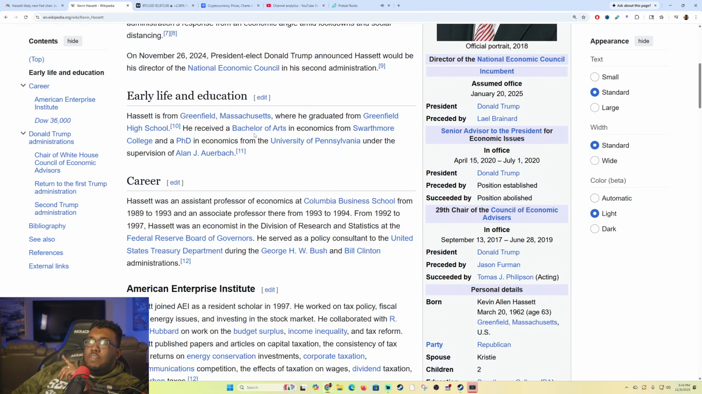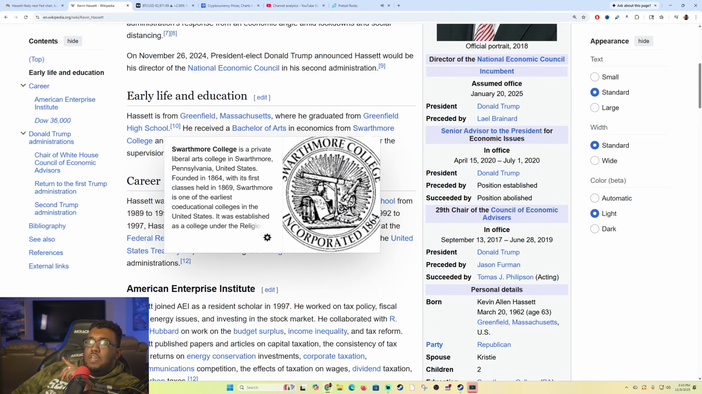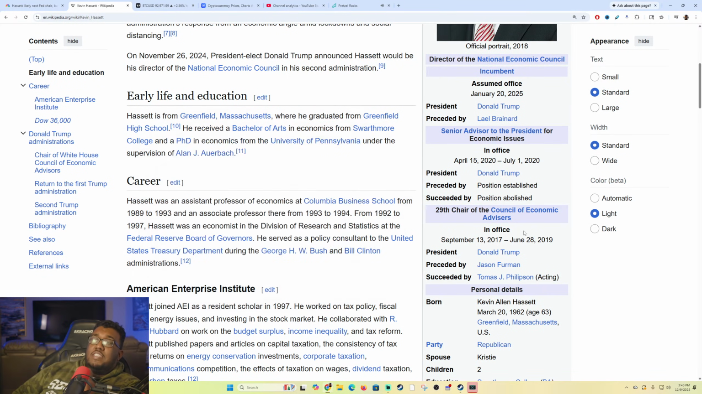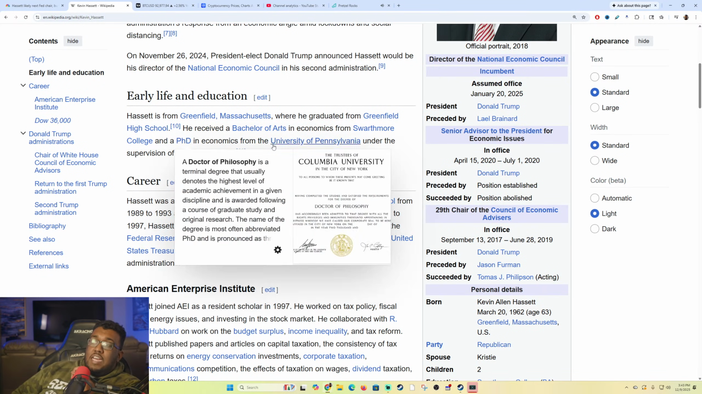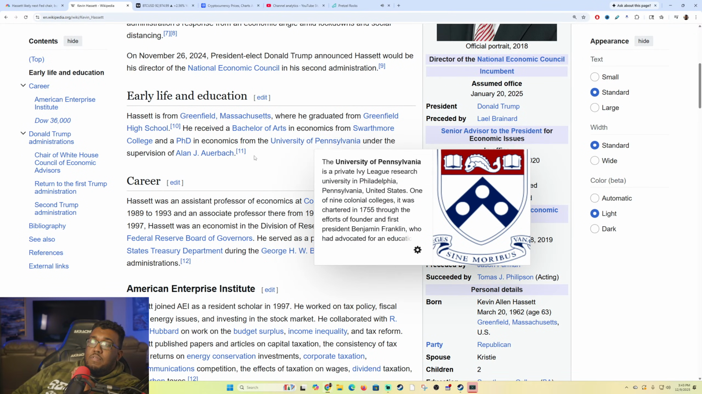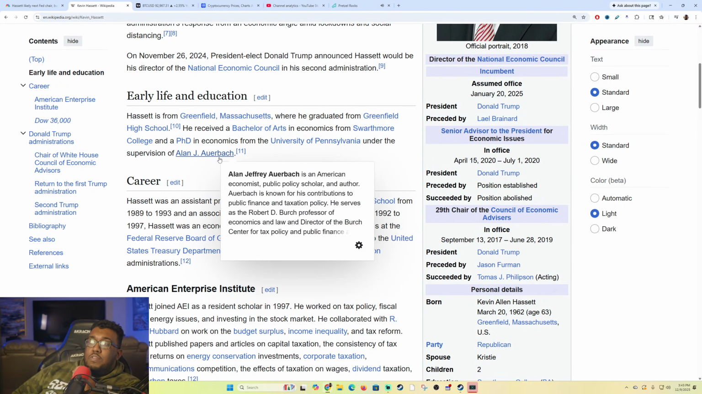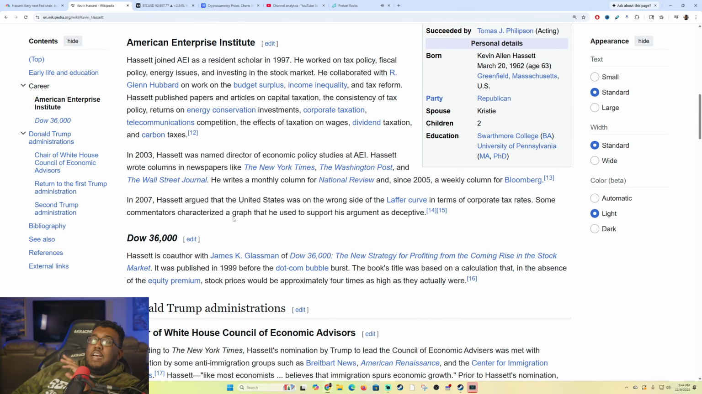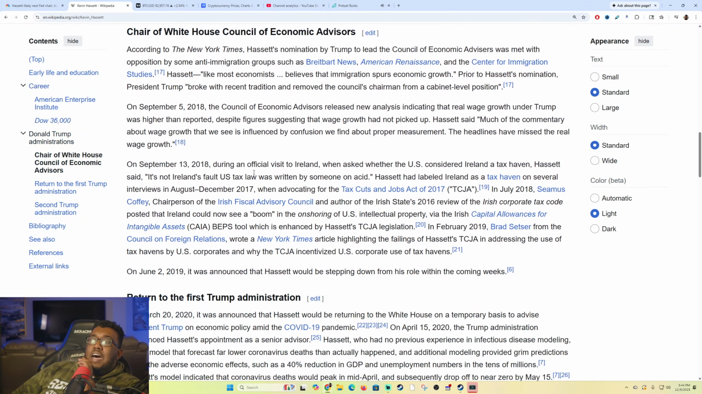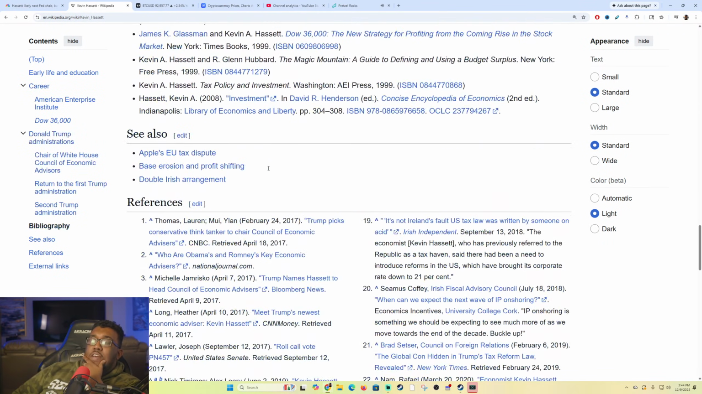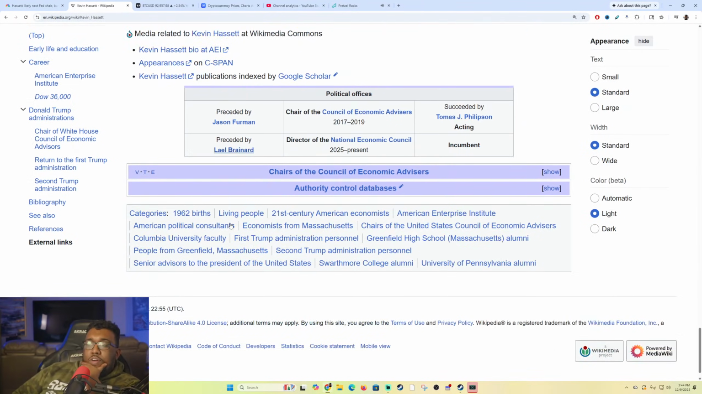what's he graduated from? Swarthmore College. It's a private liberal arts college in Swarthmore, Pennsylvania. That sounds expensive. Founded in 1864, right? PhD in economics from the University of Pennsylvania, right? Apparently a famous guy was his teacher. Okay, the guy's been through a lot of stuff. He's very, very smart. Very intelligent.